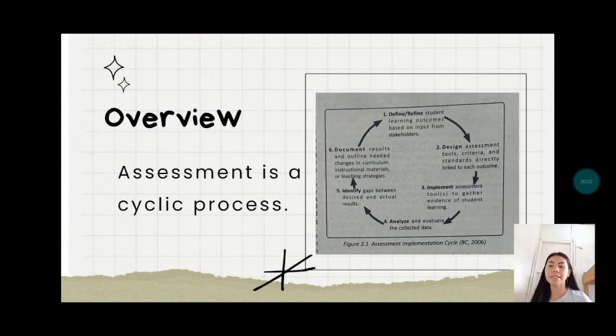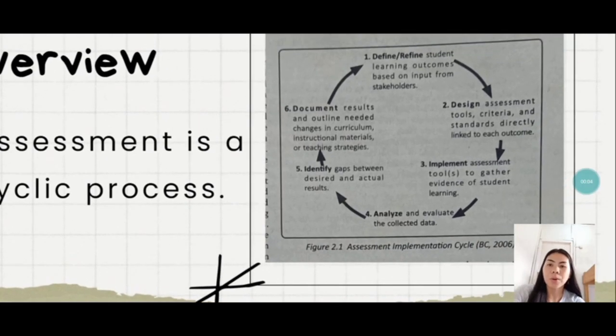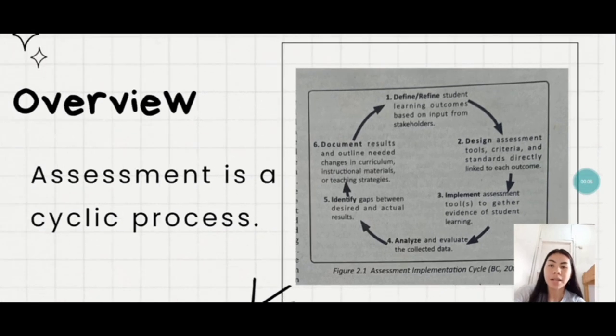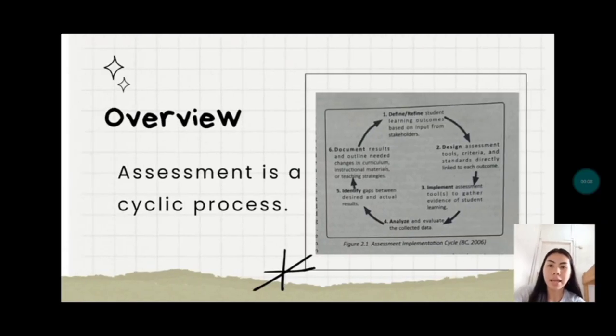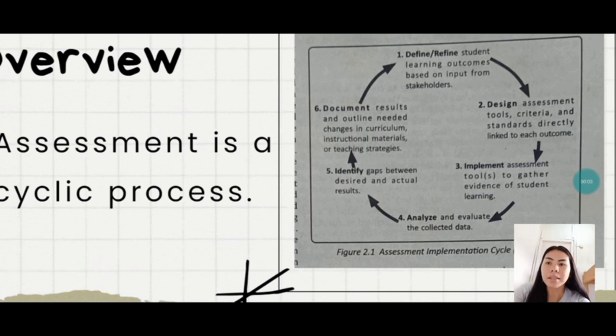Again, our overview is assessment is a cyclic process. When we say cyclic process, it is the process in which the initial and the final states are the same. So we have here Figure 2.1, which is the assessment implementation cycle.